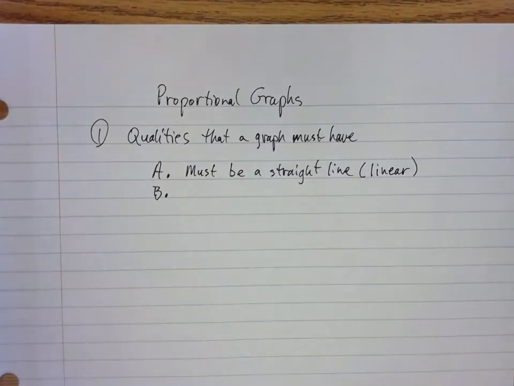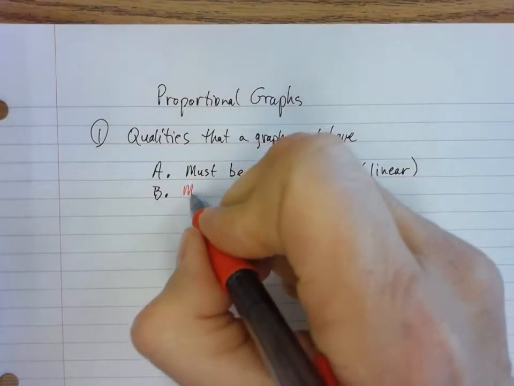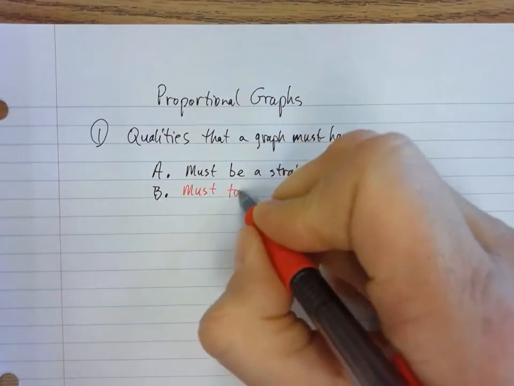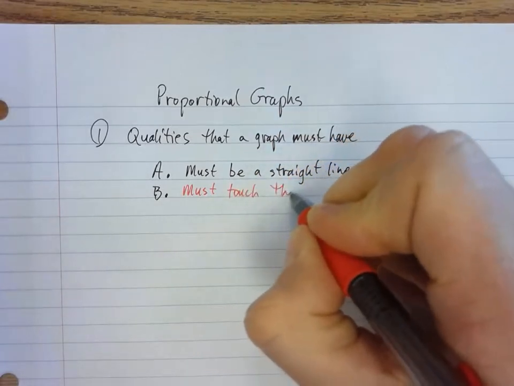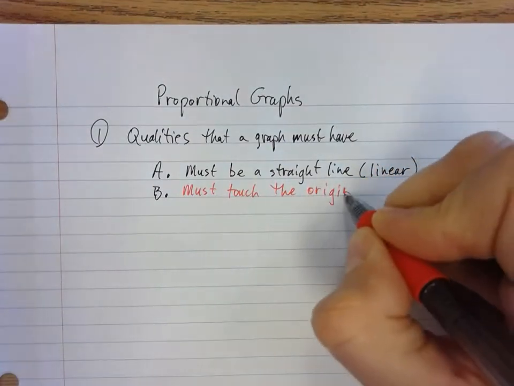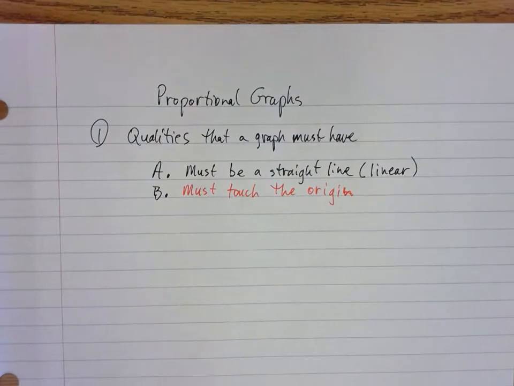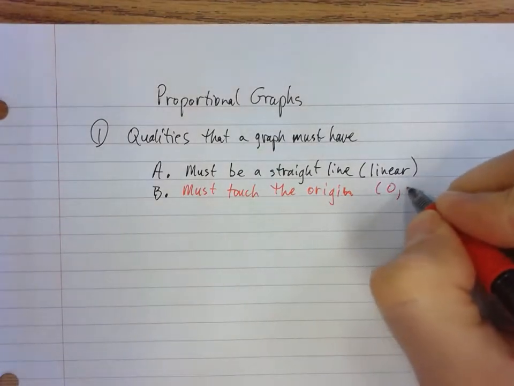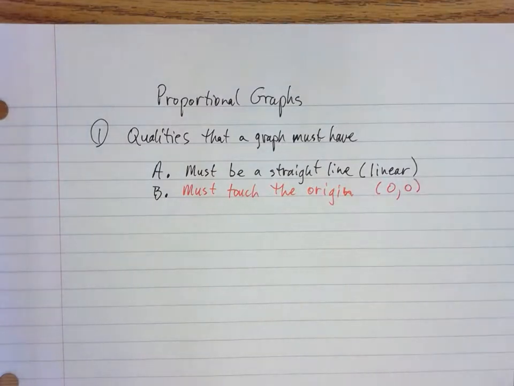Alright, second important thing is it must touch the origin. Alright, so when you draw it, it must come down to the origin. Now what point is the origin? Well, that of course would be 0, 0. Well, we may add something else to that in a minute, but let's start out with those two things and we'll see if there's anything else that we got to come up with, okay?